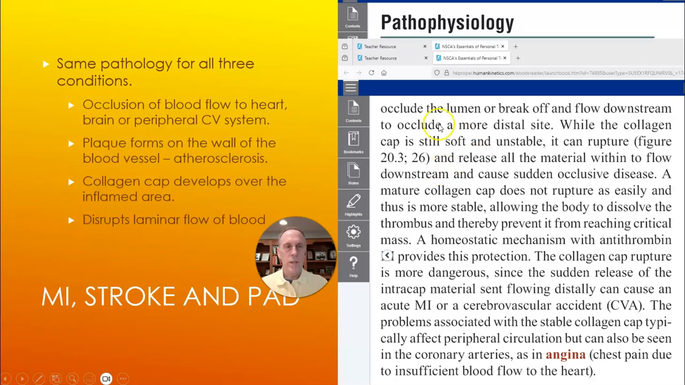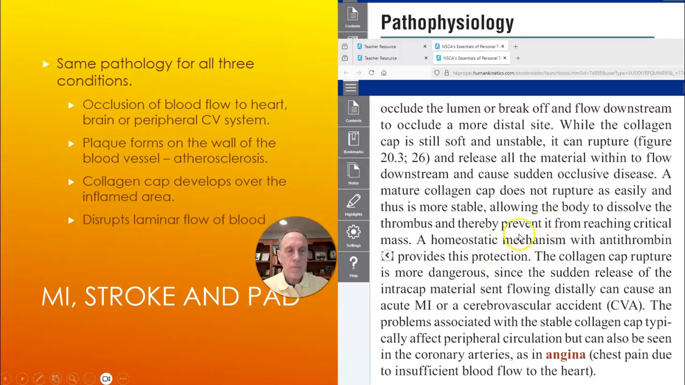Now, when they talk about this, you have this occluded part that breaks off and flows downstream to a more distal site, and they talk about how that can cause a stroke, right, or an MI. And as we take a little bit further down, once you have a mature collagen cap, it stays in place a little bit better than a newer one, but still you have to understand that a person can, quite frankly, die from a thrombosis or have very negative effects if that thrombosis goes to, say, the lower extremity into the calf, and you end up with a deep vein thrombosis in the calf.